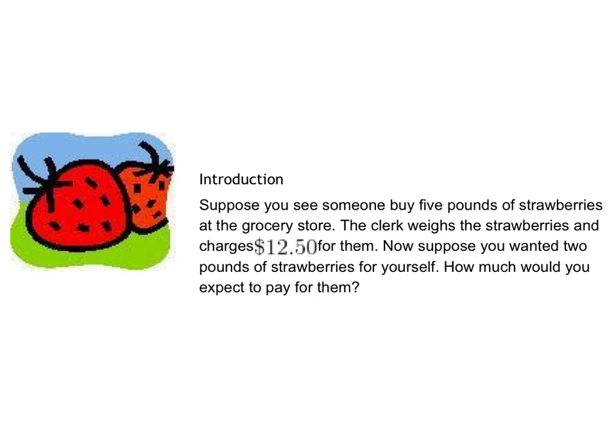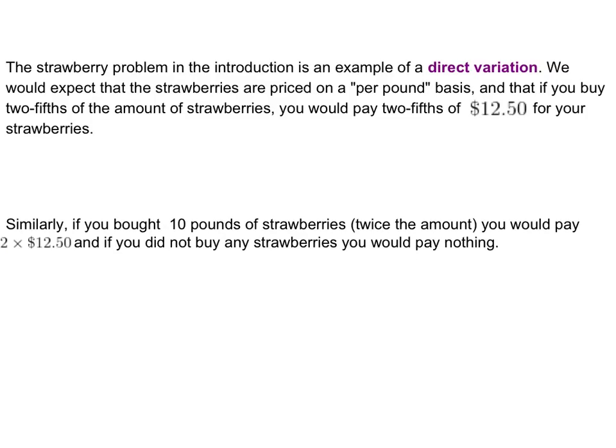Make sure you read this before moving on. So the strawberry problem in the introduction is an example of direct variation. We would expect that the strawberries are priced on a per pound basis, and that if you buy 2/5 of the amount of strawberries, you would pay 2/5 of the $12.50 for your strawberries. So we could take 2/5 times that $12.50, which would mean we're paying $5.